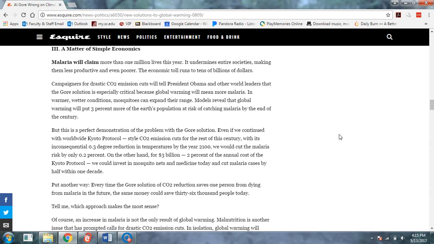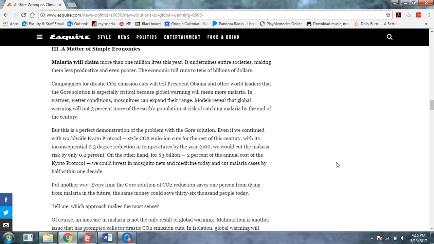Now, including specifics is another way to be logical and to make sure that your audience buys into what you're selling. So if we continue here, even if we continued with worldwide Kyoto Protocol style CO2 emission cuts for the rest of the century with its inconsequential 0.3 degree reduction in temperatures by the year 2100, we would cut the malaria risk by only 0.2%. There's a specific value that shows us that this plan is not a great one. On the other hand, for $3 billion, 2% of the annual cost of the Kyoto Protocol, we can invest in mosquito nets and medicine today and cut malaria cases by half within 1 decade. Again, specific numbers, specific percentages that show us exactly how effective his plan is going to be.